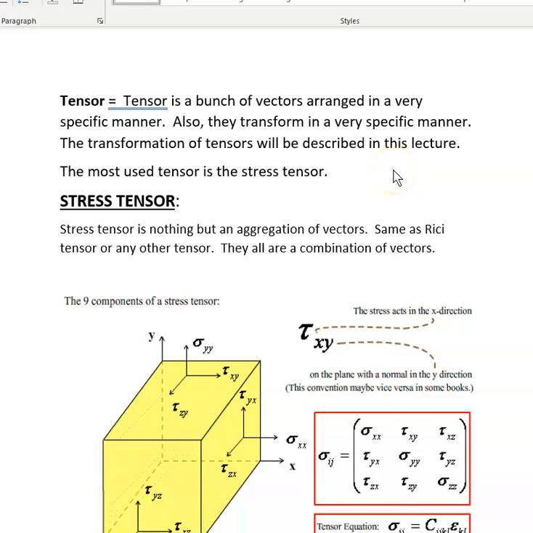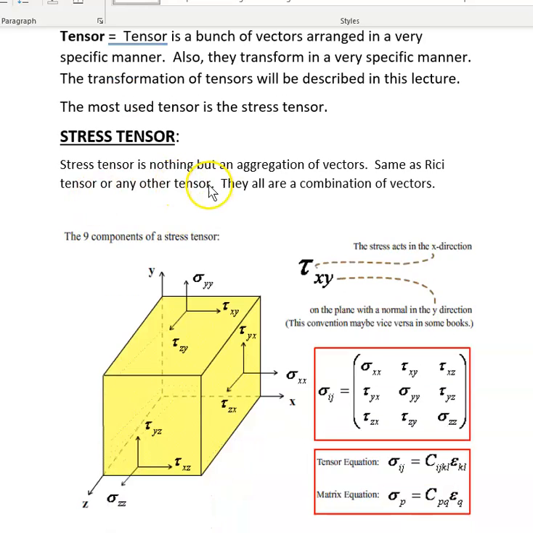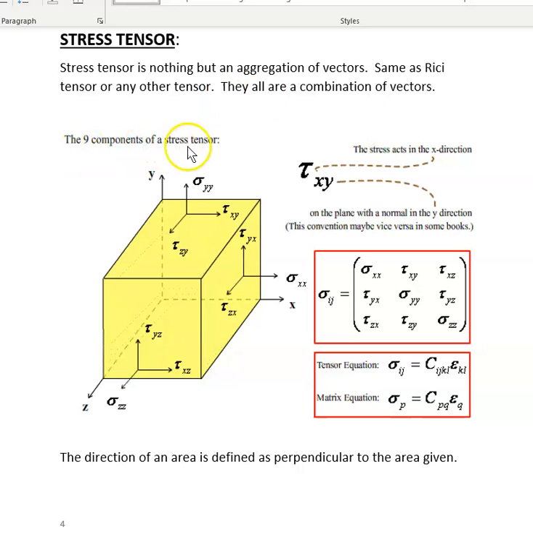Now we are going to look at a very famous tensor, and the most famous tensor, that will be the stress tensor. Stress tensor is nothing but an aggregation of vectors, same as Ricci tensor or any other tensor, Weyl tensor or Riemann tensor, all those. They all are a combination of vectors. So there are 9 components of a stress tensor, actually more than 9. Some of them are equal to each other, so we could cut it down to 9.